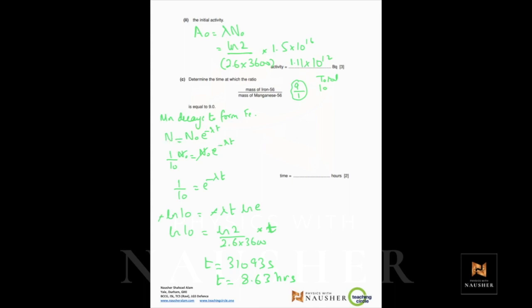Now the question is, they're asking for the time at which you have 1/10 manganese left. How long did it take for you to get there? So N, you'll replace that with 1/10 of N naught. N naught is your initial number. Initial numbers will get cancelled. So 1 over 10 equals e to the power minus lambda t. Take the natural log on both sides, and this is how you solve. The answer will be in seconds. Convert that into hours and get 8.63 hours, which is the answer over here.